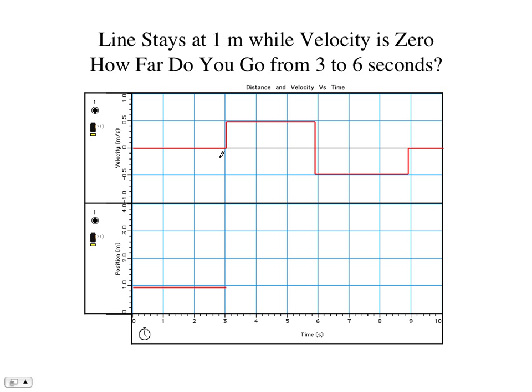we're not going anywhere. And so the velocity is 0 for the first 3 seconds, so the line is flat. How far do you go from 3 to 6 seconds? From here to here. You could use our average velocity equation. Average velocity is the change in position over the change in time. And so the change in position is the average velocity times the time. And in this case, the average velocity is 0.5 meters per second, and the time is 3 seconds. And so you get 1.5 meters.